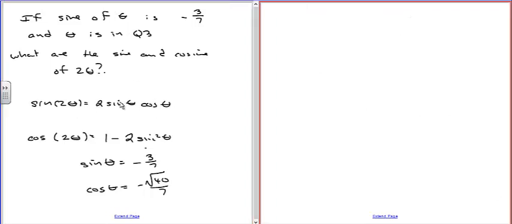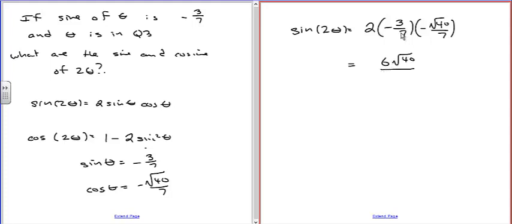So, plugging into this formula, the sine of 2 theta is 2 times the sine of theta times the cosine of theta. And so if we multiply all the numerators together, these negatives will cancel out. 2 times 3 is 6, so we get 6 times the square root of 40 over the denominators multiplied together, which is 49. So you get 6 square root of 40 over 49.